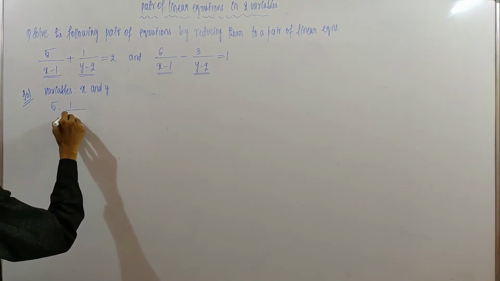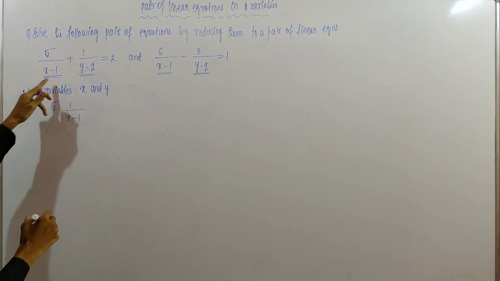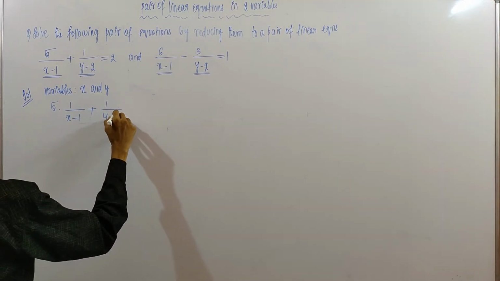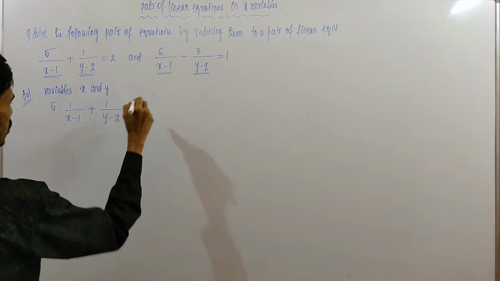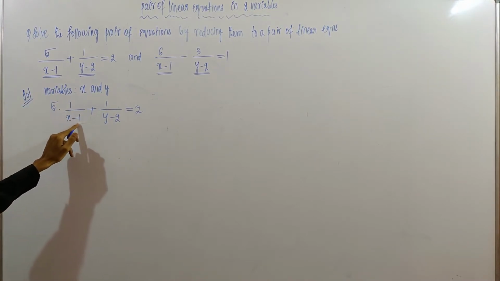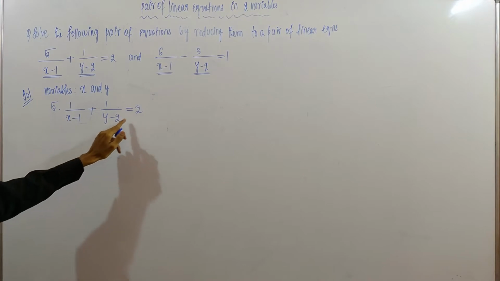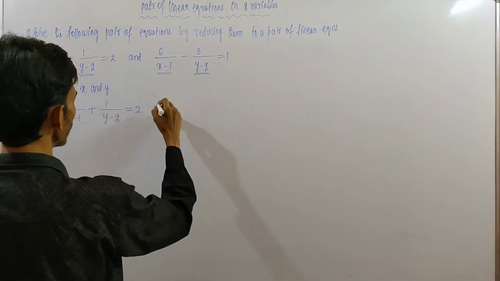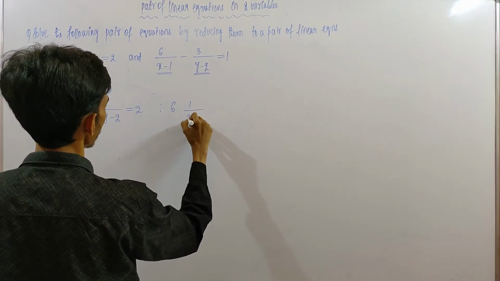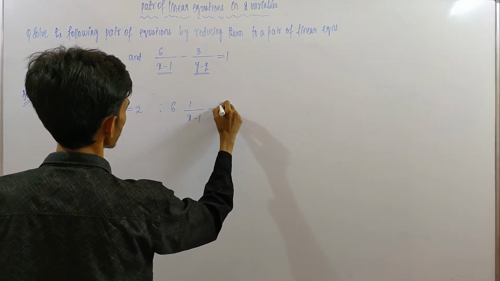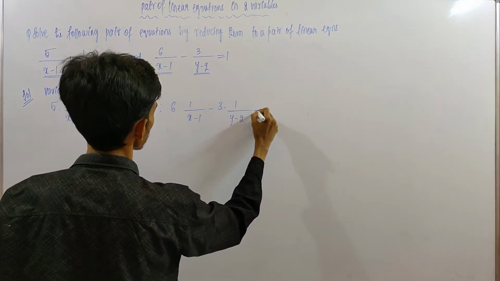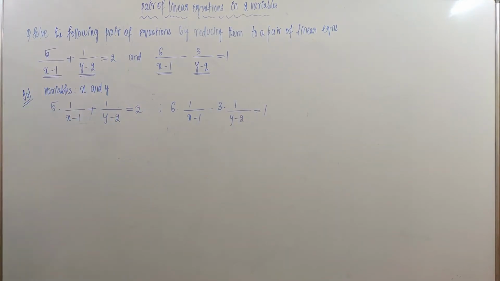Let us write this term as 5 into 1 divided by x minus 1, plus 1 divided by y minus 2 is equal to 2. Write down this equation as 5 into 1 by x minus 1 plus 1 by y minus 2 equal to 2. Similarly, write down 6 into 1 divided by x minus 1 minus 3 into 1 divided by y minus 2 is equal to 1.